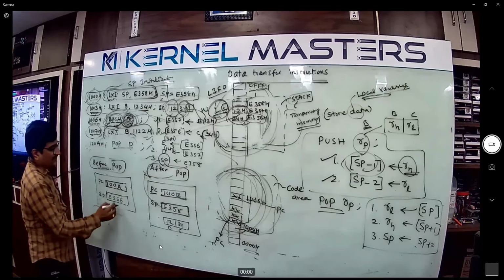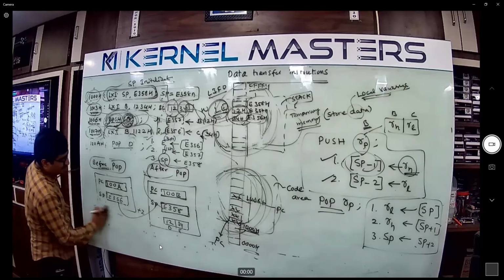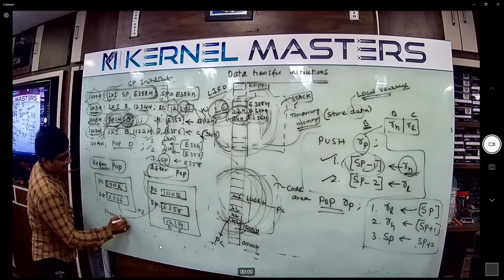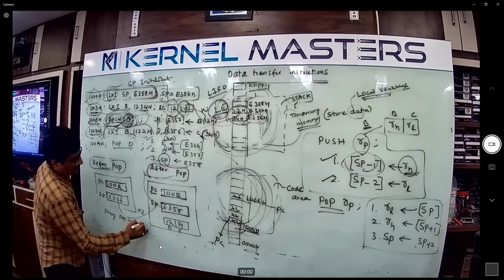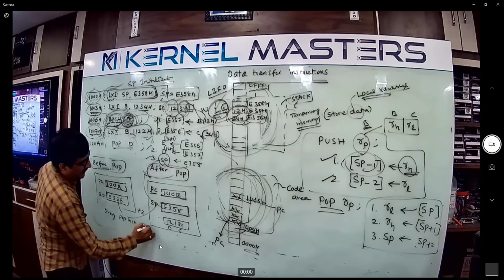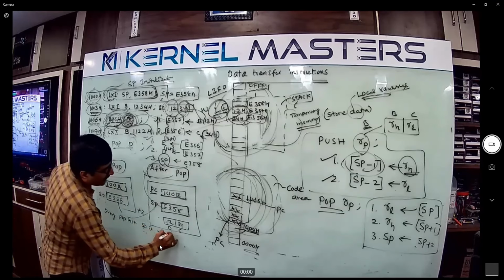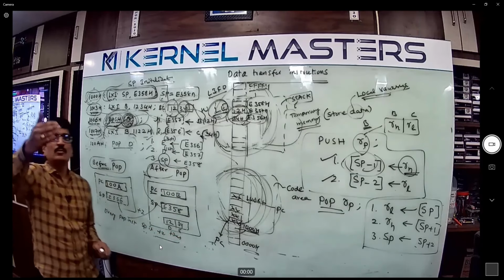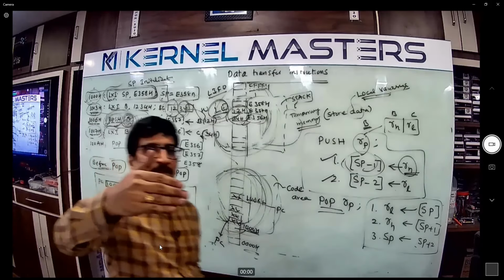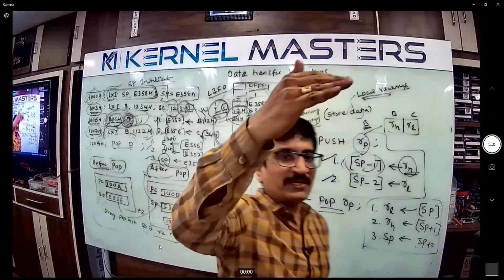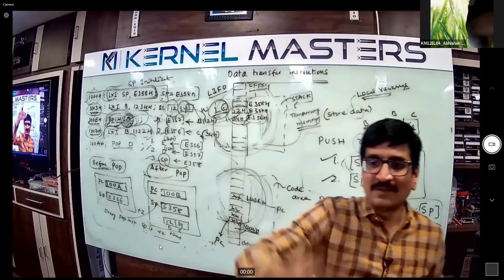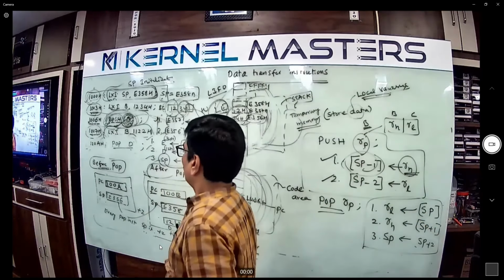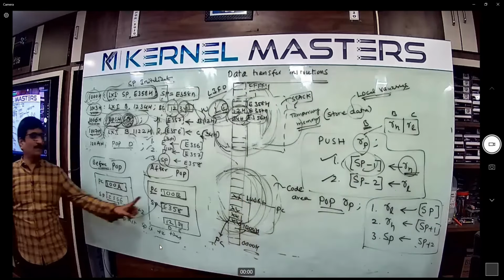Check it now, everyone. Every pop instruction, the stack pointer is incremented by how many? Incremented by 2. In a pop instruction the stack pointer is incremented by 2. In a push instruction it is decremented by 2. Previously I told you before push and after push; now I told you before pop and after pop.